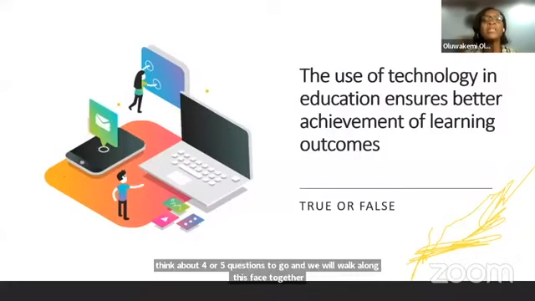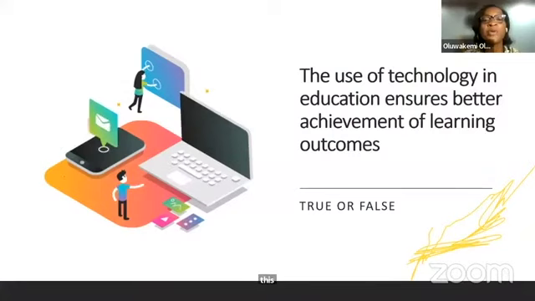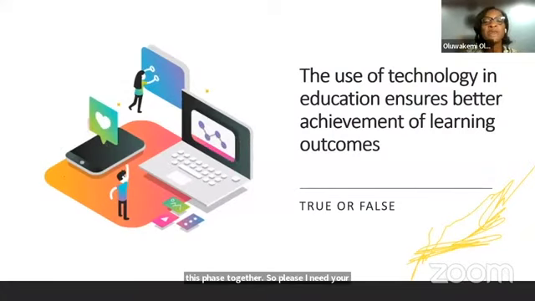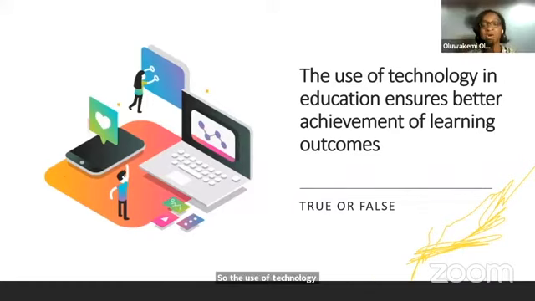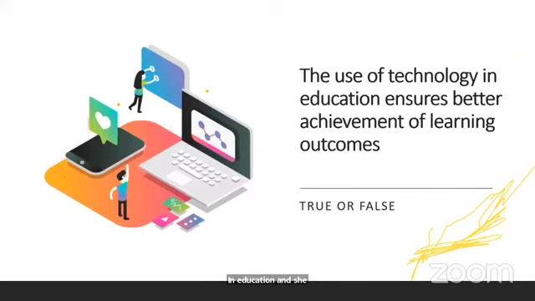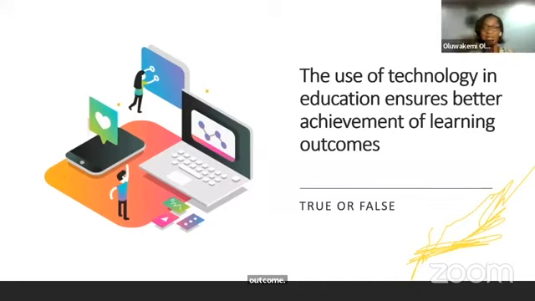I'm on the chat now, and I'm going to be looking out for your responses. So the use of technology in education ensures better achievement of learning outcomes. If you believe it's true, if you believe it's false, please let me have your responses. I ask you not to be too quick in answering. Read the question again: the use of technology in education ensures better achievement of learning outcomes. So is it true, is it false?